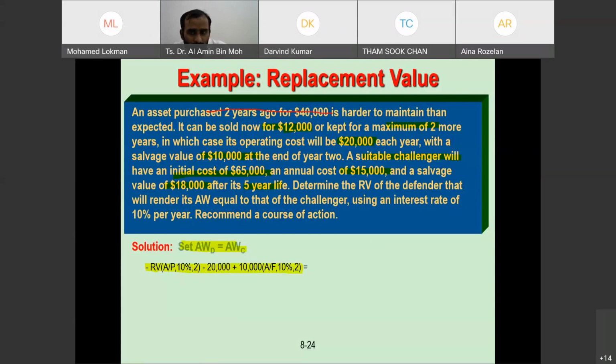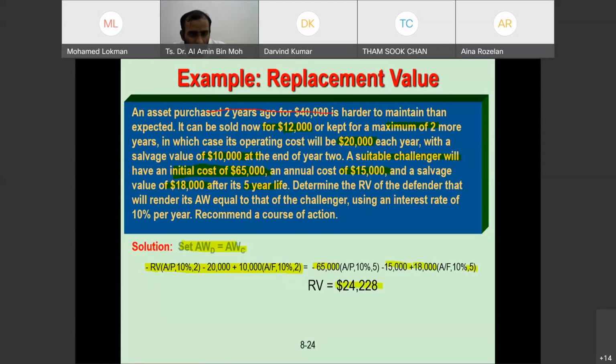So now the AW for C. What is the AW for C? Initial cost 65,000, this is P, right? Which we are going to find A. Okay, 65,000 P, we find A, and then you have 15,000, which is already an annual worth. Salvage value is 18,000 for N of 5. So we have to equate this. If you calculate, then we're going to get 24,228.